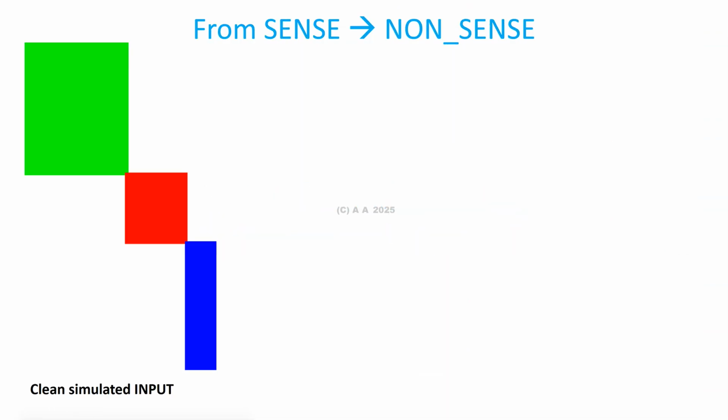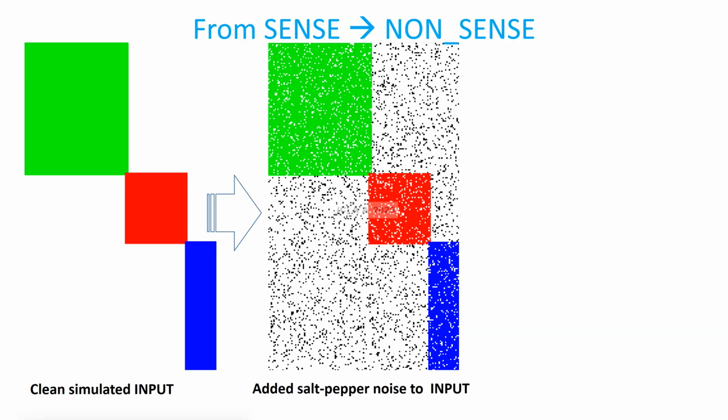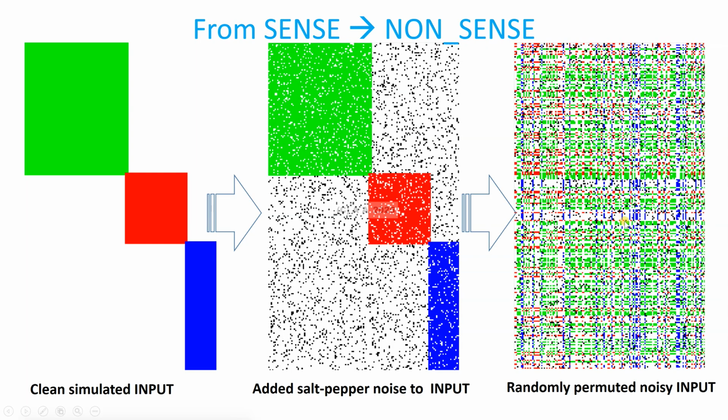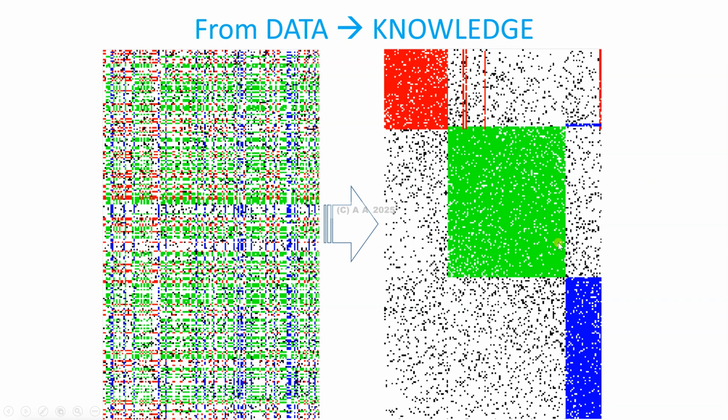So finally, what we did: we started from a clean approach, we added salt and pepper noise, and then I permuted it a number of times. This is the junk which I was calling, and then we get back the results. Of course, we can perform cluster extraction also, and this took less than a second.